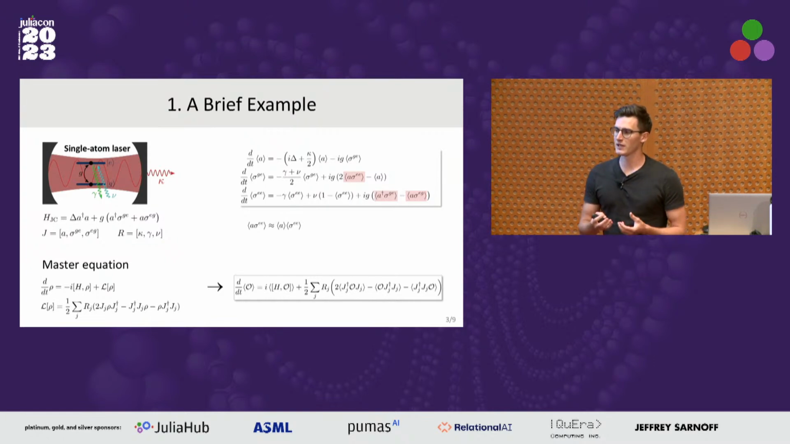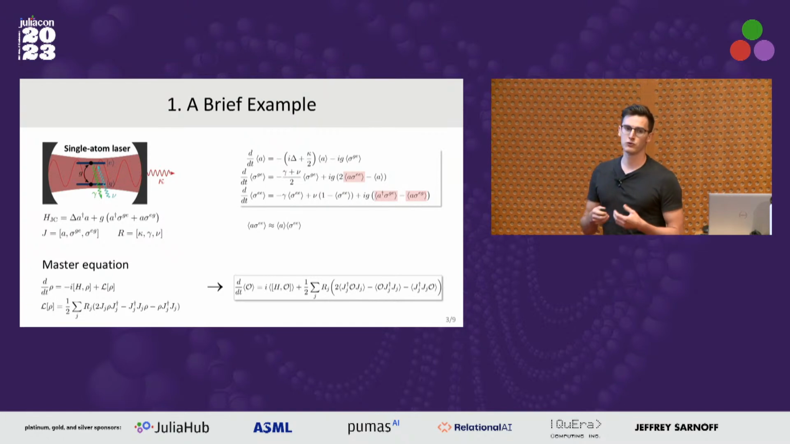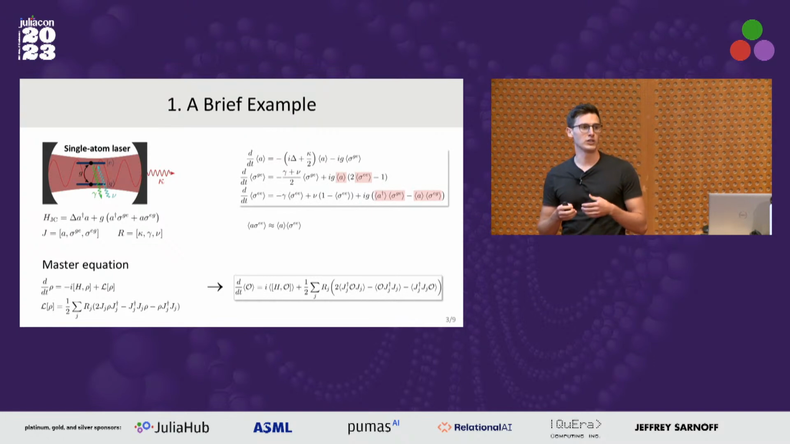But for some systems, and especially for large open quantum systems, it is sometimes good enough to just approximate them, and the simplest approximation you could do is just to factorize these higher order operator expectation values, which in this case would correspond to the first order cumulant expansion. People also call this the mean field approximation.